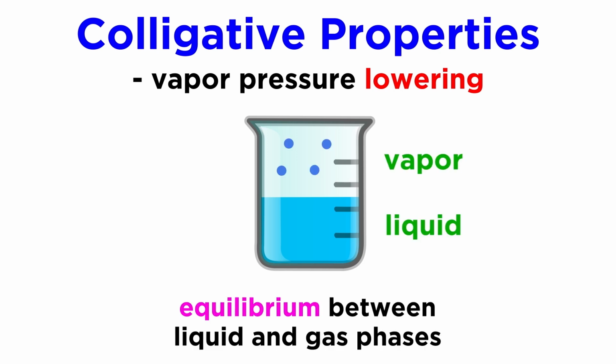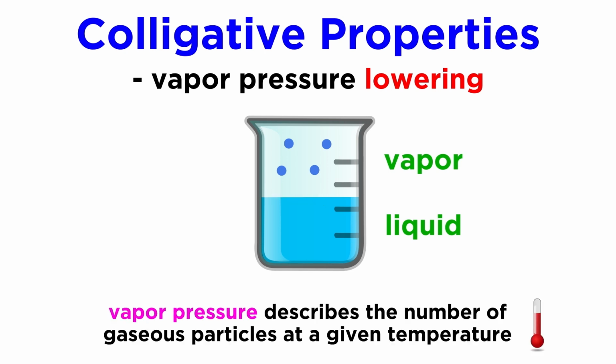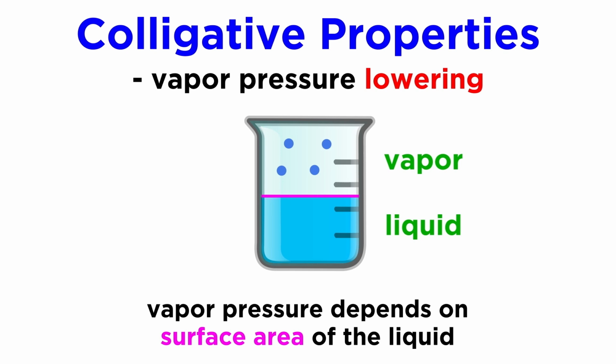As we know, a liquid will always exhibit some equilibrium between the liquid and gas phase, as some particles will be escaping the liquid to enter the gas phase, and some particles in the gas phase will collide with and re-enter the liquid phase. This equilibrium is what determines the vapor pressure of a liquid, which has to do with the number of gaseous particles there will be at a given temperature. The vapor pressure will depend largely on the surface area of the liquid, because only particles at the surface of the liquid will be able to vaporize.